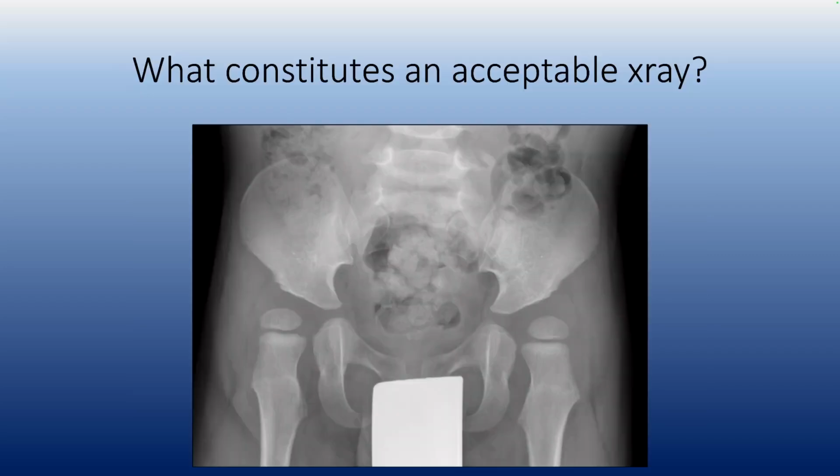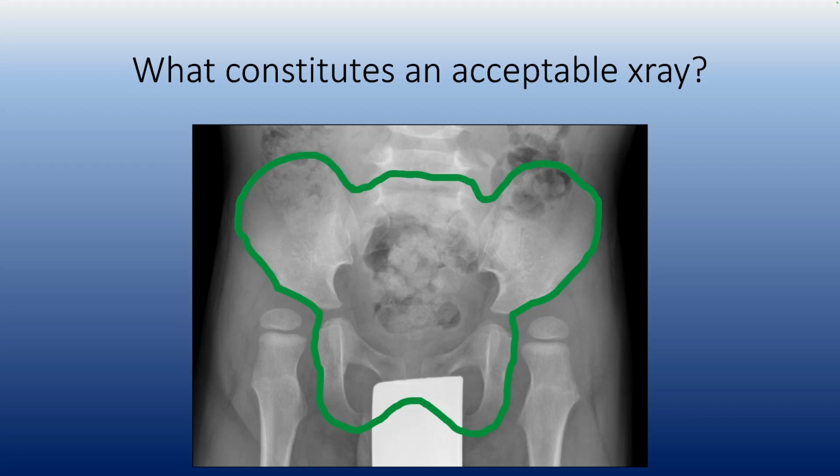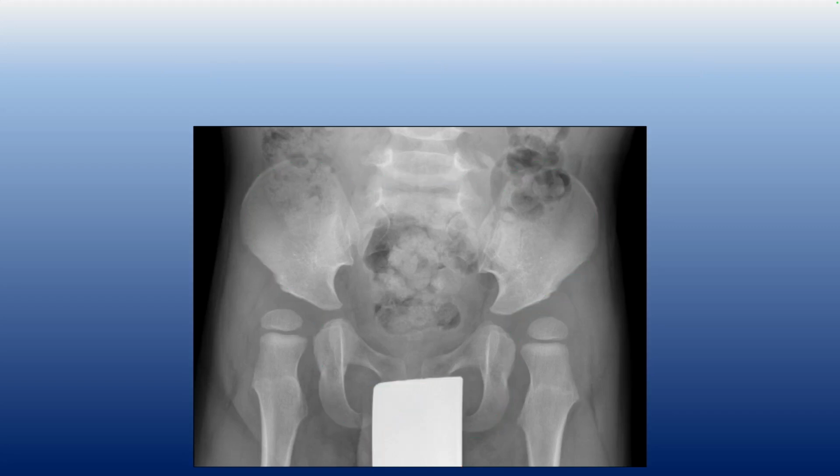Both hips should be visible on the film, including the proximal femurs to below the lesser trochanters. Ideally, the entire bony pelvis should be visible, and if gonadal shielding is used as per institutional guidelines, it should not obscure any part of the acetabulum.